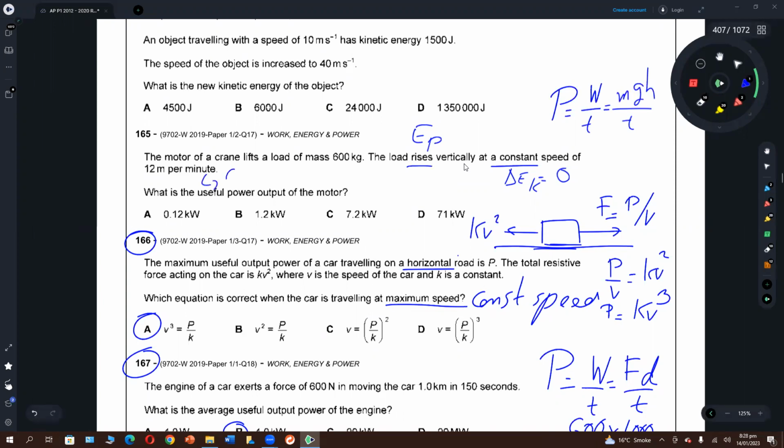Per minute means 60 seconds. Okay, Salim says A. Let other people also help me. This is m, m is given, and height is also given. g is a constant. Everything is given, so put them in the equation and find the power for me. Shayan says B. Remember that the answer should be converted by dividing by 1000, because all answers are in kilowatts.